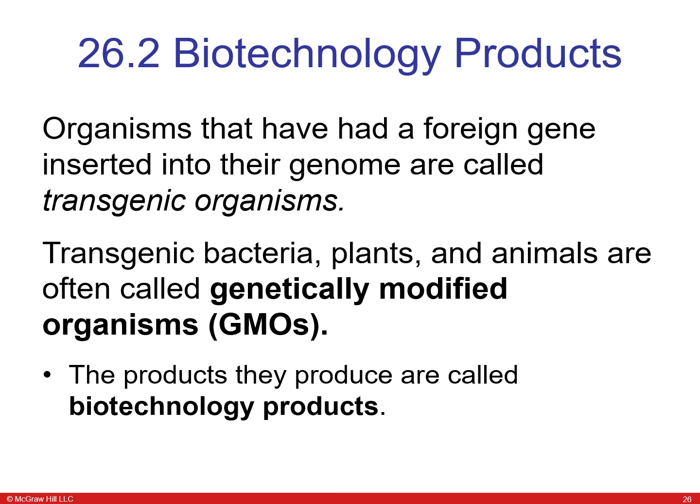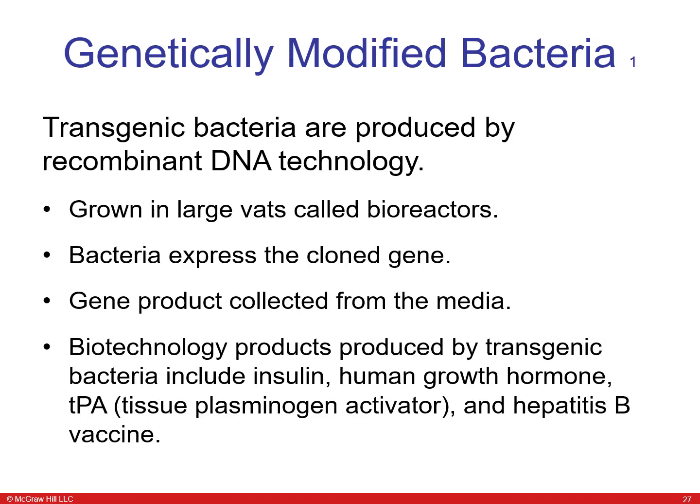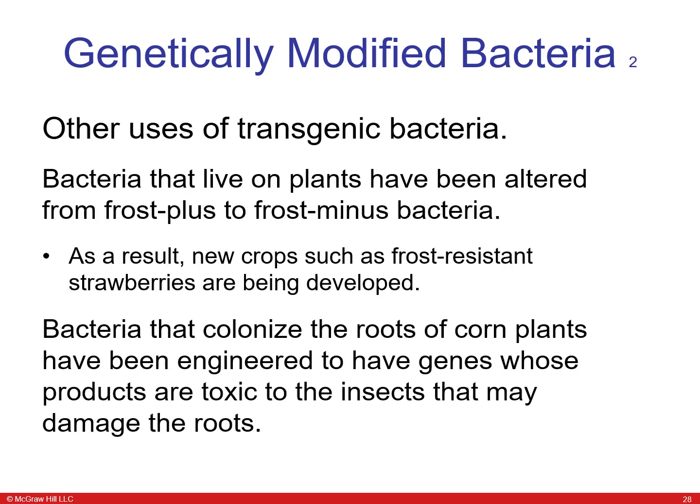So this is a section on biotechnology products. It's about transgenic organisms, such as GMO crops. Transgenic bacteria are produced by recombinant DNA technology and grown in large vats called bioreactors. They express the cloned gene, so we can make insulin, human growth hormone, TPA, and Hep B vaccines using these techniques.